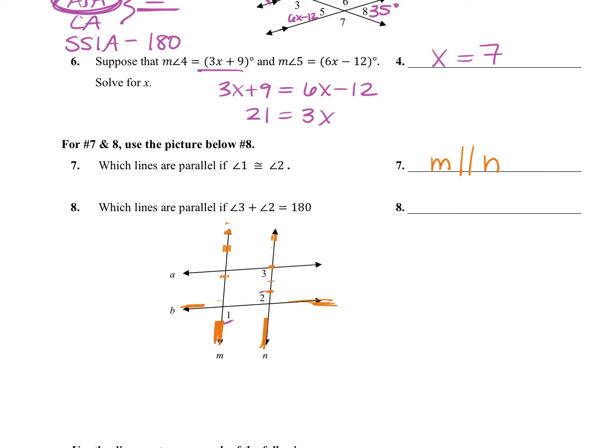Okay, what if, I made my eraser real small. What if we say angle 3 plus angle 2 equals 180? Then which lines are parallel? A and B. If same side interiors are supplementary, then the lines are parallel. So those would be your parallels. This would be your transversal. So A would have to be parallel to B.